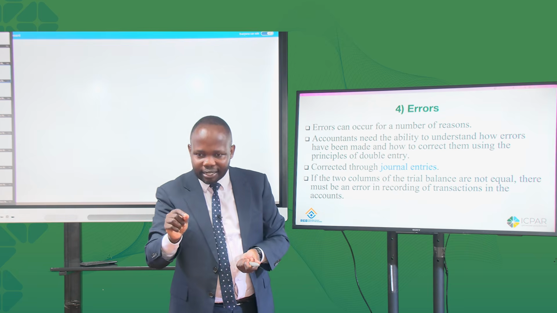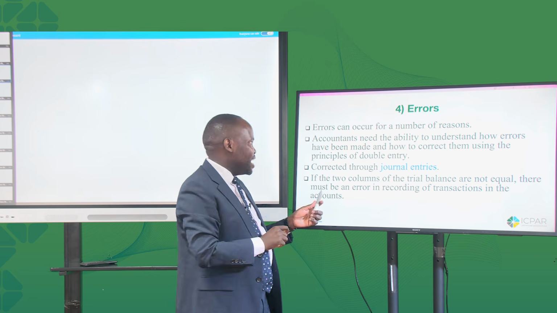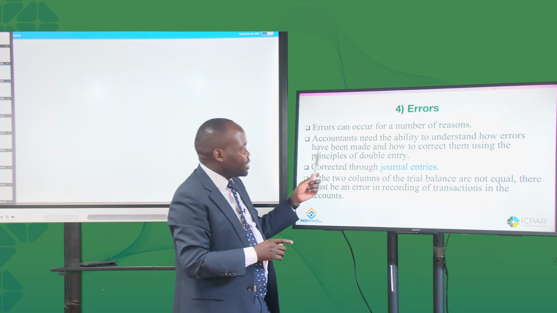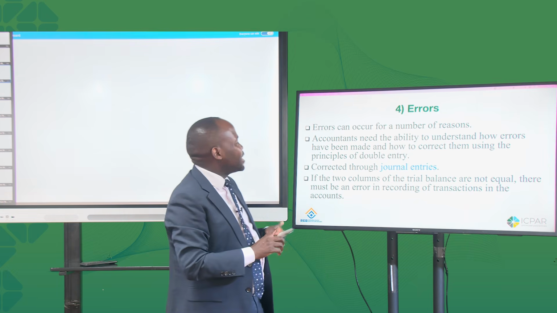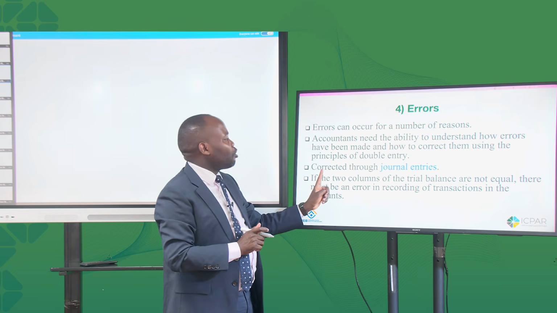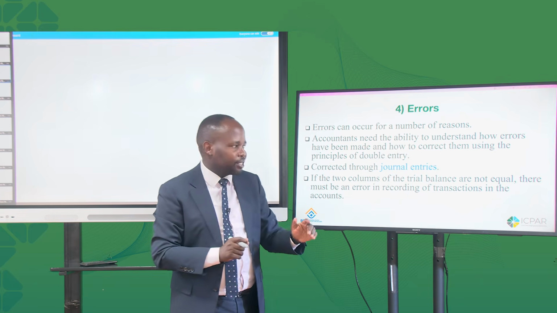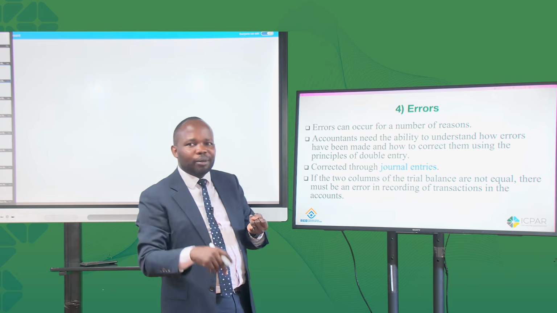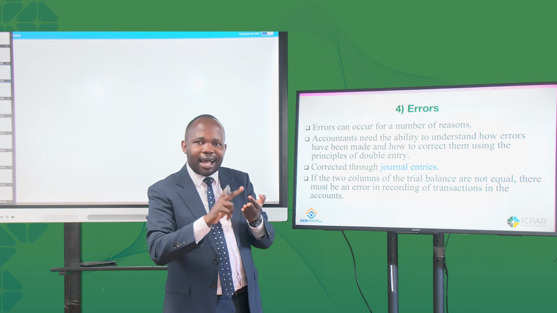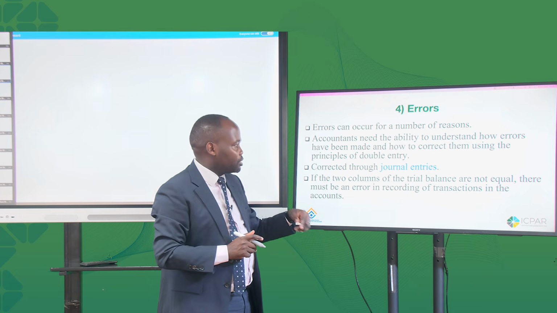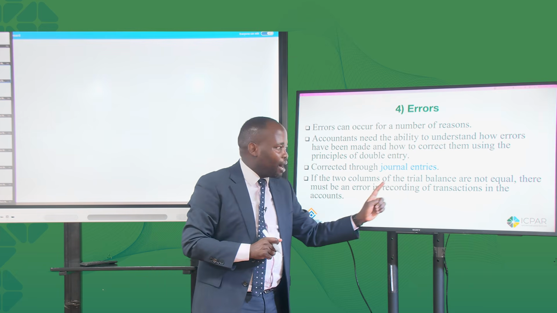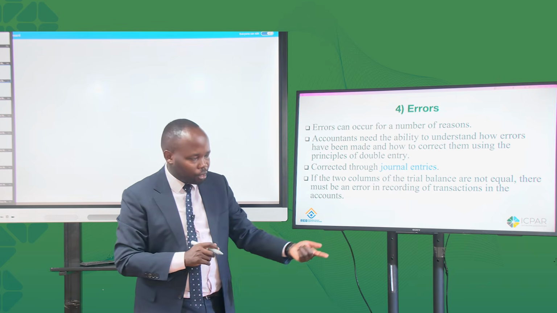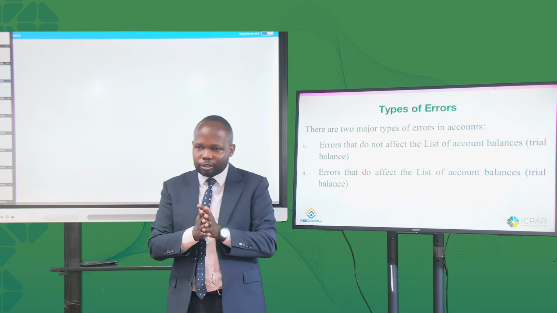An error is a mistake that has been made. Errors can occur for a number of reasons. Accountants need the ability to understand how errors have been made and how they are corrected through journal entries. A journal is used for adjustment. A journal must have the date, narration, debit side, and credit side. So it can be used to correct an error. If the two columns of the trial balance are not equal, there must be an error in recording transactions.